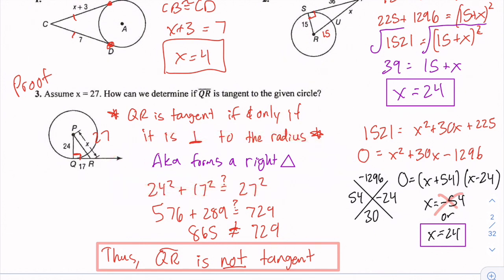Okay, and then we're going to see right now if it works out or not by plugging in the Pythagorean theorem. Keep in mind, I keep putting a question mark here because we don't know if they're actually equal. And in the end, they don't equal. So the fact that they're not equal by using the Pythagorean theorem means it is not a right triangle. Thus, QR is not tangent. Okay.